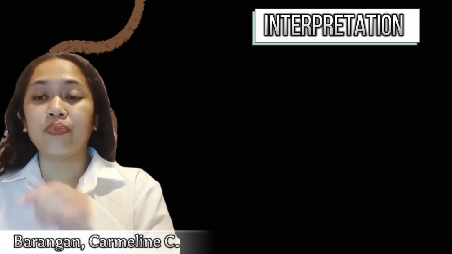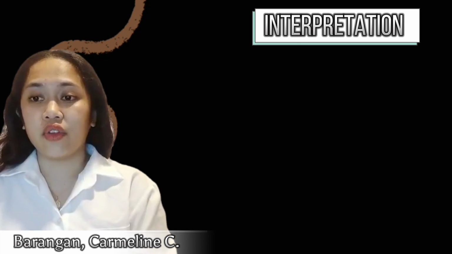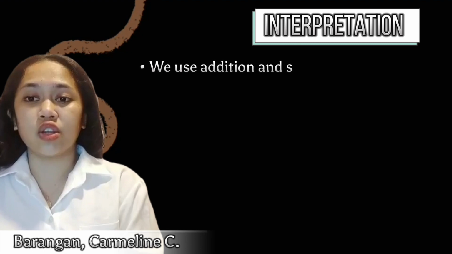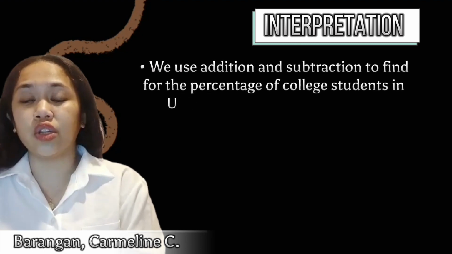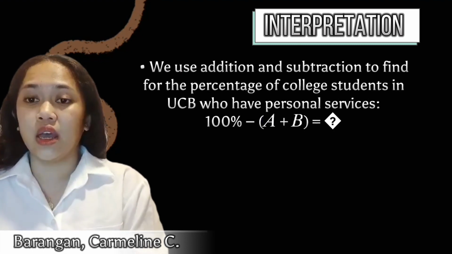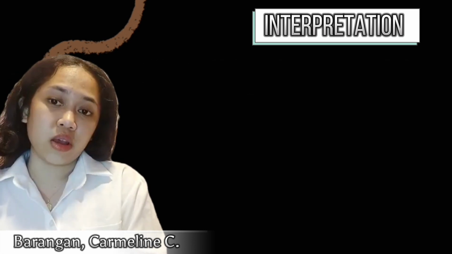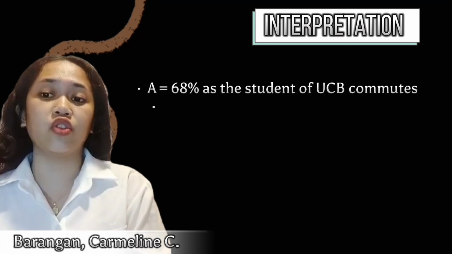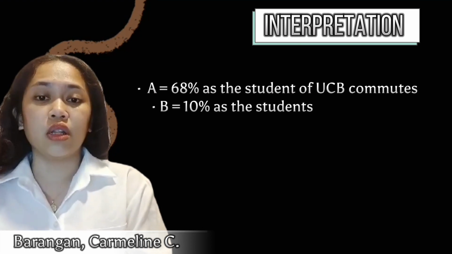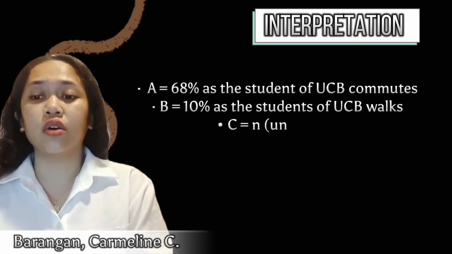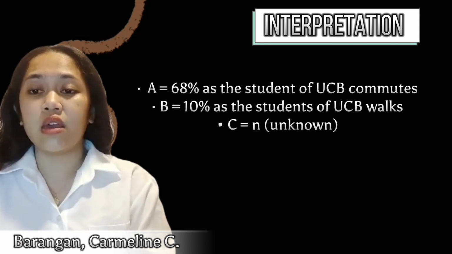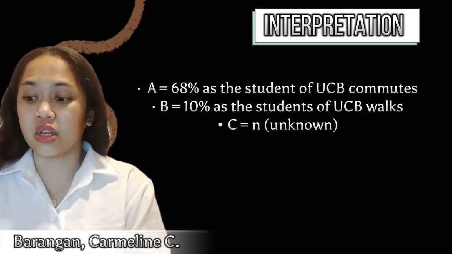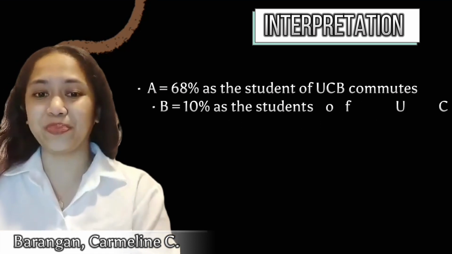In order to get the percentage of the remaining students who use personal services, we use addition and subtraction to find the percentage of college students in UC Manila who have personal services. Let's say we let A be the 68% of the students of UC Manila who commute, let B be the 10% of students who walk, and C will be the remaining, the unknown that we need to get, the percentage that is lacking in the problem.